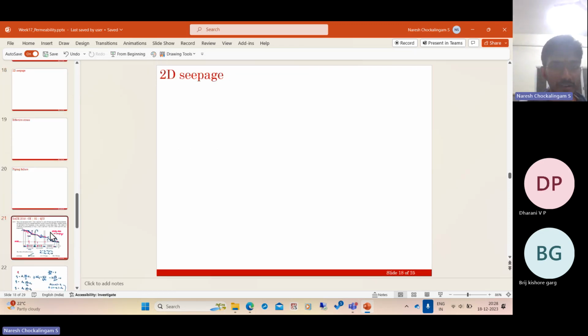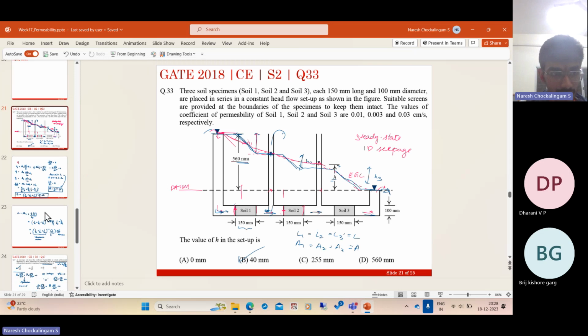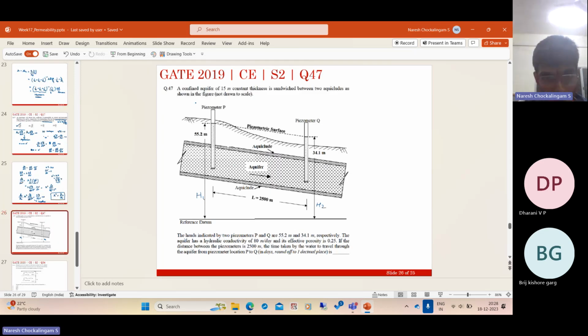This problem is different. You're not pumping anything. Sorry, we are making two boreholes, right? You're making two boreholes. This is an aquiclude. Aquiclude means it is a pervious layer sandwiched between two impervious layers. And the problem here is this water cannot enter this layer. So it is kind of compressed between the two.